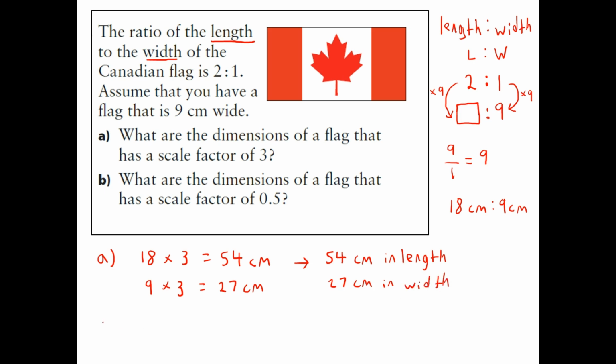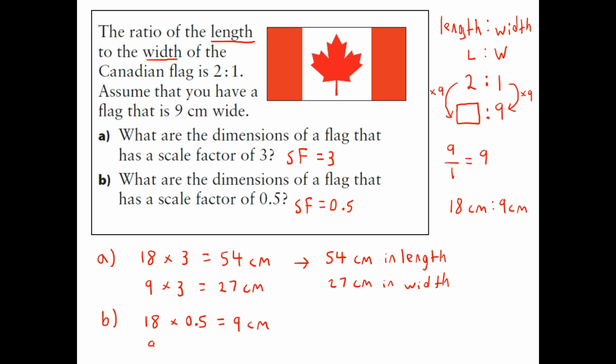Okay, great. Now for B, it's a reduction, right? So here scale factor was equal to 3. Here scale factor is equal to 0.5. Since my scale factor is less than 1, I'm going to get smaller values. So I'm going to take my 18, which is my length. I'm going to multiply it by 0.5, which is my scale factor. Upon doing so, I'm going to get my new length. 18 times 0.5 is going to be 9 centimeters.